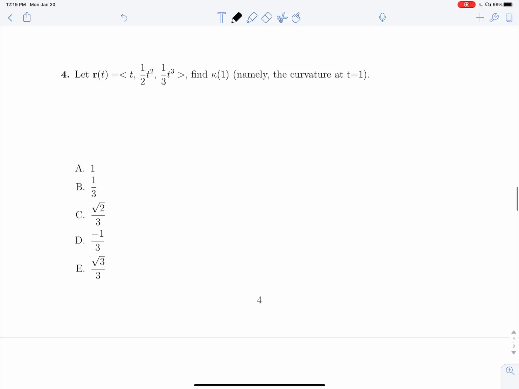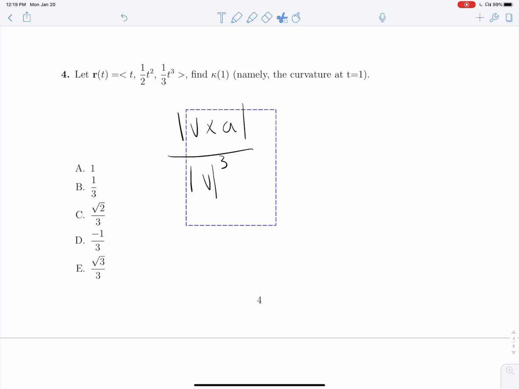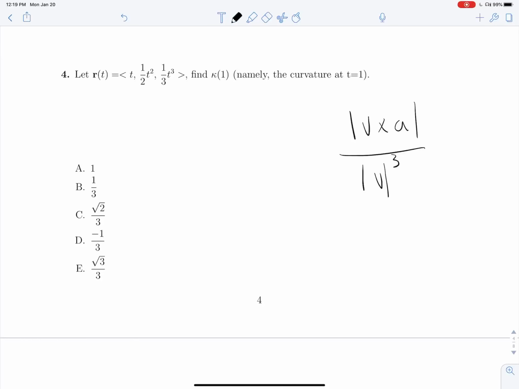Question 4, let's find a curvature. So the formula I always use for this, I don't deal with any kind of unit tangent vectors. I'm not even sure what those equations are anymore. All I do is magnitude V cross A over magnitude V cubed. And this one, so far, has not let me down. So let's find V and A before we can do anything.